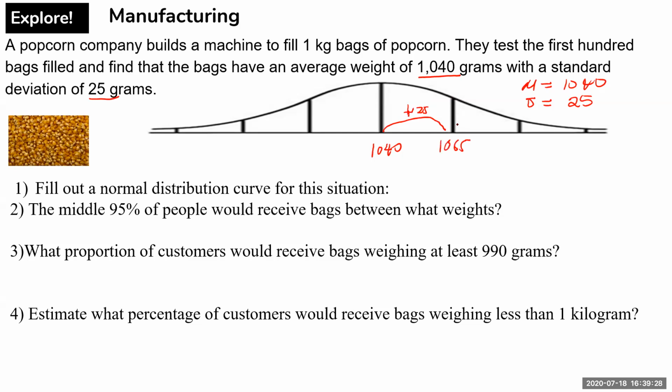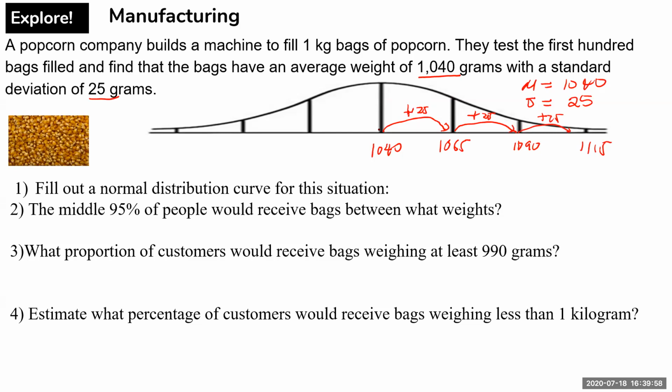1065. And then when we move again, we add 25, the standard deviation. So 1065 plus 25 gives you what? 1090. Okay. Plus another 25, and that gives you 1115. Okay. Now, so we move to the right in these instances.